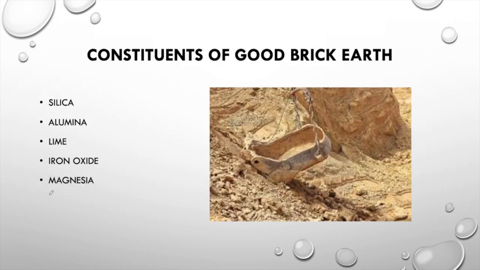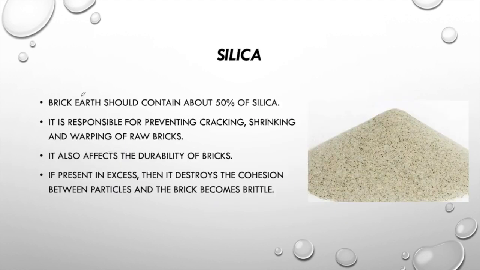Now, what are the constituents of good brick earth? This is a very important topic, and the constituents of brick earth are silica, alumina, lime, iron oxide, and magnesia in the preferential order. Okay, so first of all, silica is the maximum amount of content that is present in a good brick raw material.